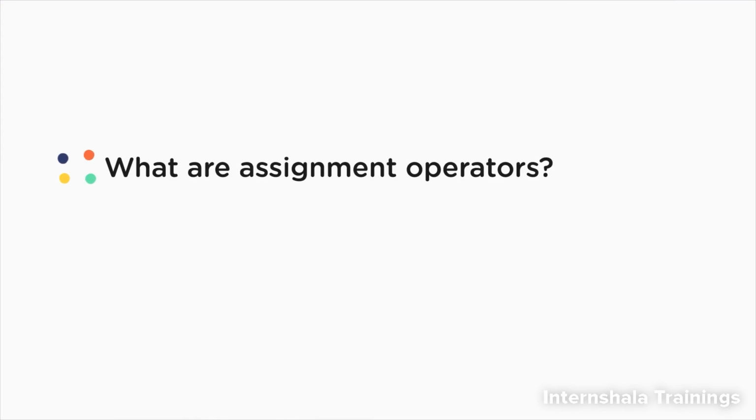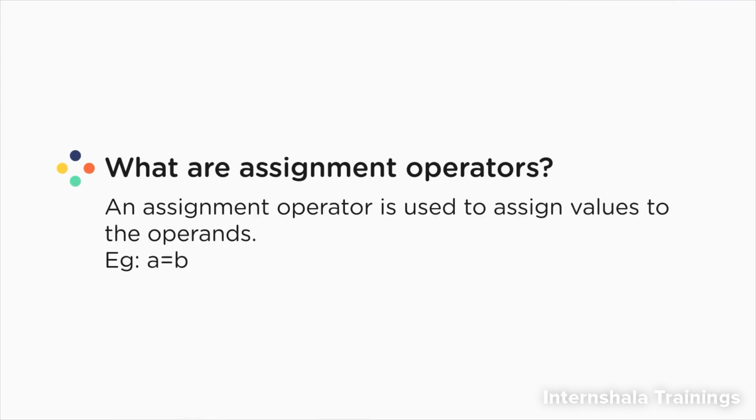So, as the name suggests, assignment operators are used to assign values to the operands. Operands is just another name given to the variables on which the operators are working. So in this example, this equal to sign is the operator and these two variables are the operands.